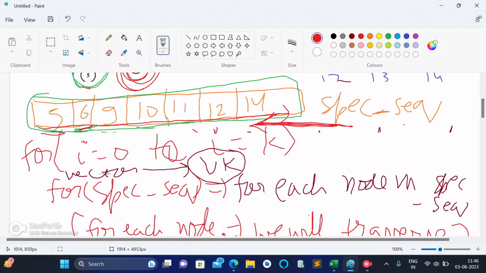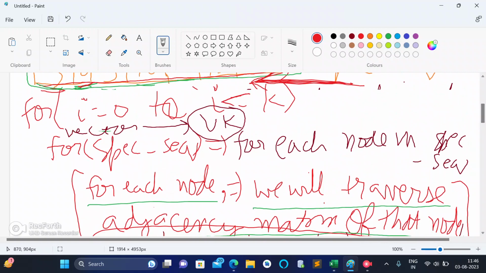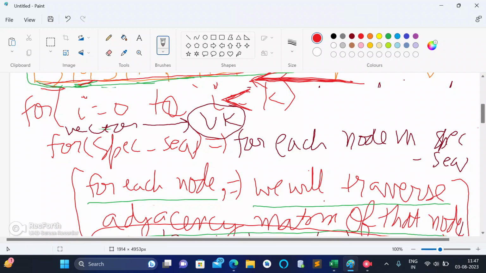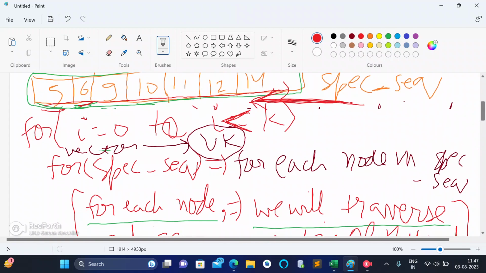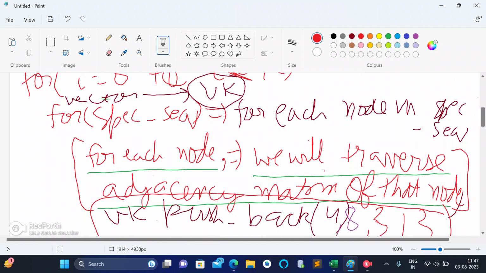Now I will traverse the special sequence. Actually, before the loop from i equal to 0 to k, I had already traversed the special sequence once and found all the nodes having the connections 1 and put that into the special sequence array. After that, I will traverse a loop from 0 to less than k, because we are performing k operations. I had made a vector vk, which from now onwards will store all the values having the connections 1.